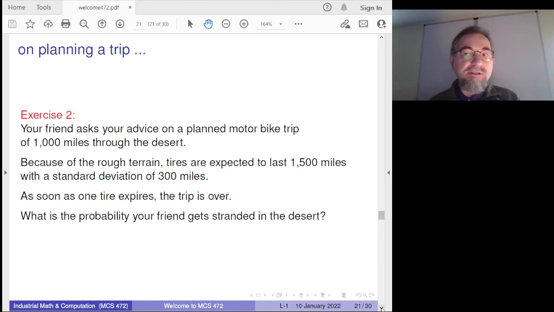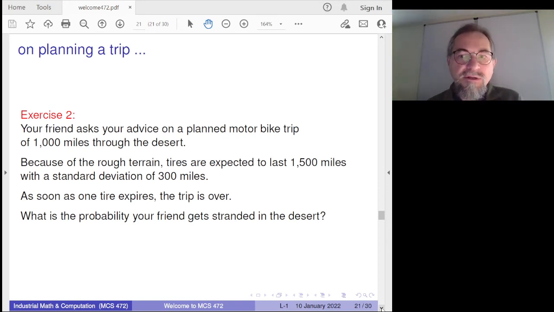Okay, next exercise. So suppose you have a friend that's kind of adventurous and outdoorsy, not so much of a nerd, but he's planning a bike trip, motorbike, through the desert. It's about 1,000 miles, and it's rough terrain, and one estimates that the expected tire span is about 1,500 miles, with a standard deviation of 300 miles.